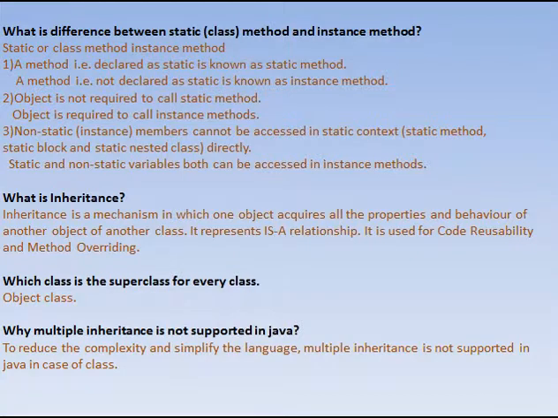What is the difference between static or class method and instance method? 1. A method that is declared as static is known as static method. A method that is not declared as static is known as instance method. 2. Object is not required to call static method. Object is required to call instance methods.